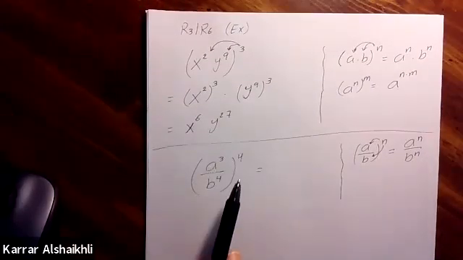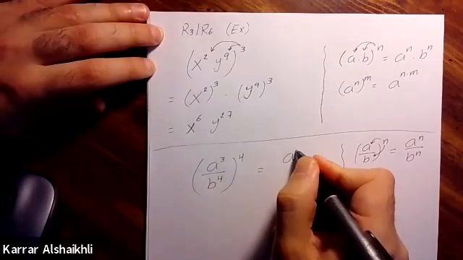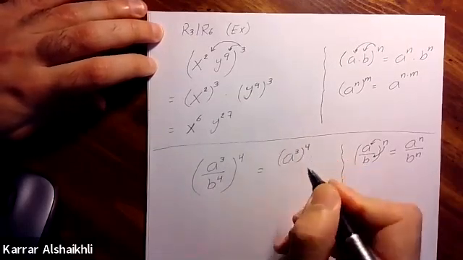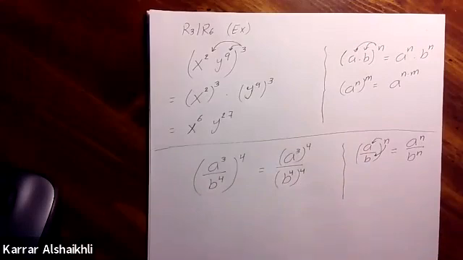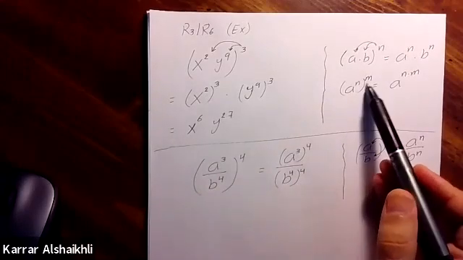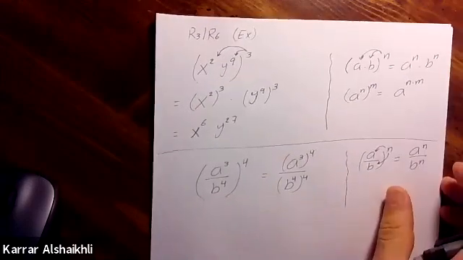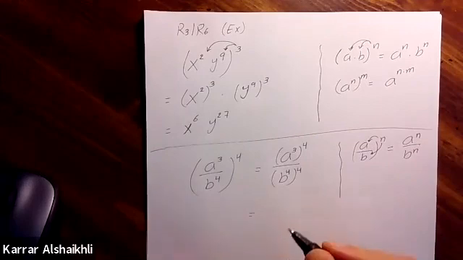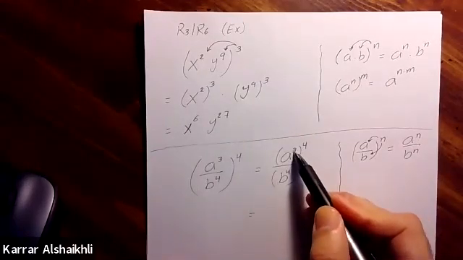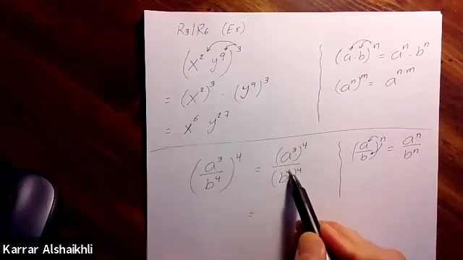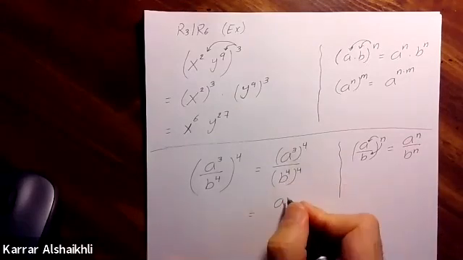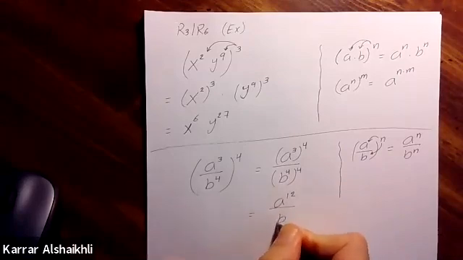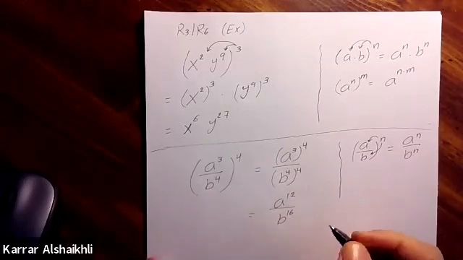That means I can do the same thing here. I'm going to distribute the exponents for the top and the bottom. So the result here is going to be a cube, parentheses to the power 4, over b to the power 4, parentheses to the power 4. Now I'm going to use the same rule here on the top and the same rule here on the bottom. If I have a number with two exponents, I'm going to multiply these two exponents. So it's going to be a, 3 times 4 is going to be 12, over b, 4 times 4 is going to be 16. This is the final result.